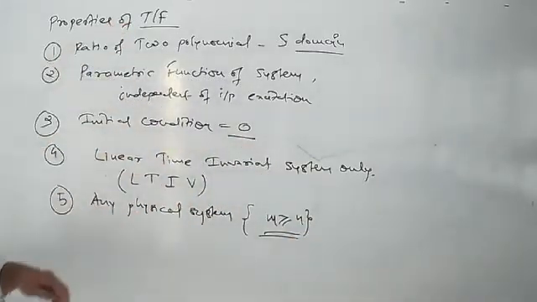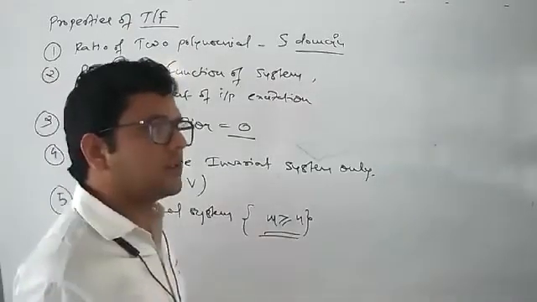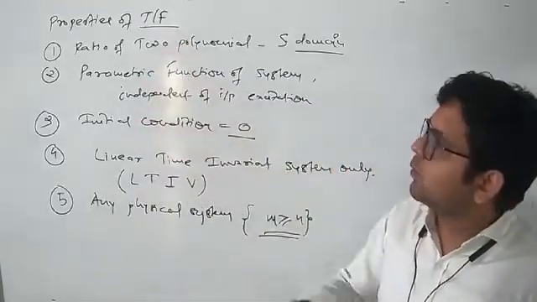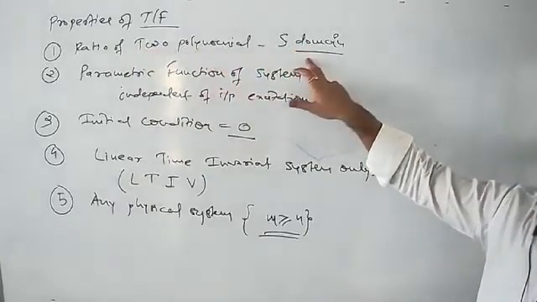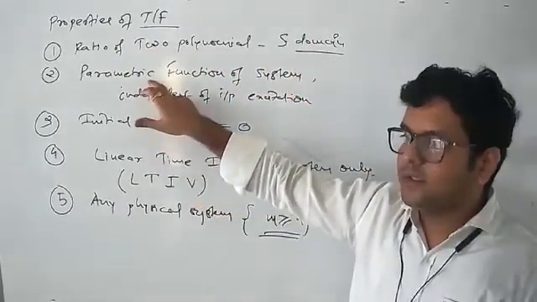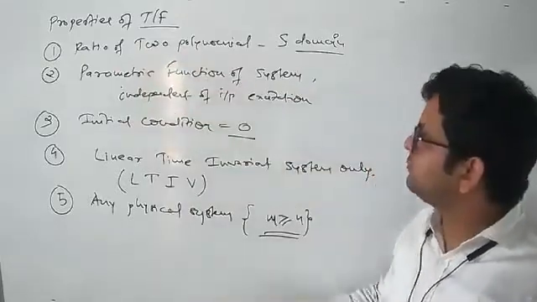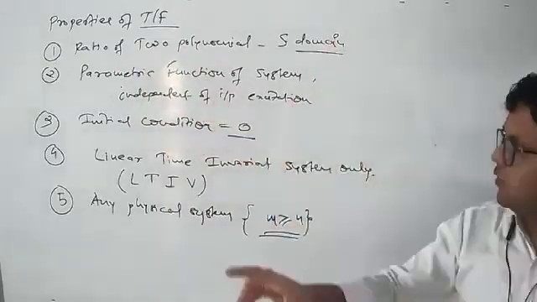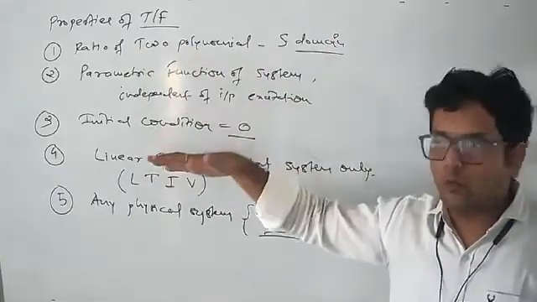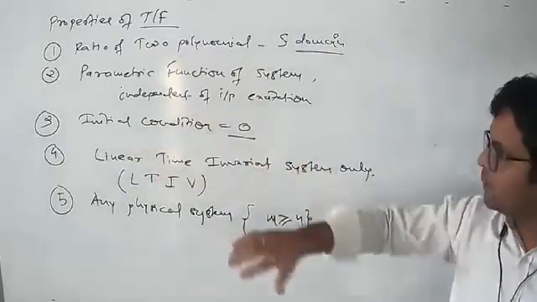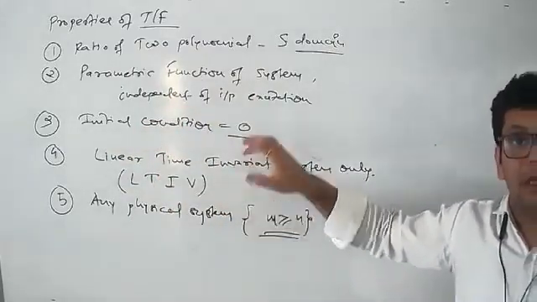So these are the 5 basic properties that we need to implement in order to obtain the transfer function of a given control system. Or whichever control system's transfer function you obtain, you will see these basic 5 properties. First, it is the ratio of two polynomials which we define in the frequency domain, or you can say S domain. Second, it is the parametric function of a given control system and it is independent of input excitation. Third, in order to obtain the transfer function of a given control system, we assume that all initial conditions are 0. Fourth, it is applicable to linear time invariant system only.